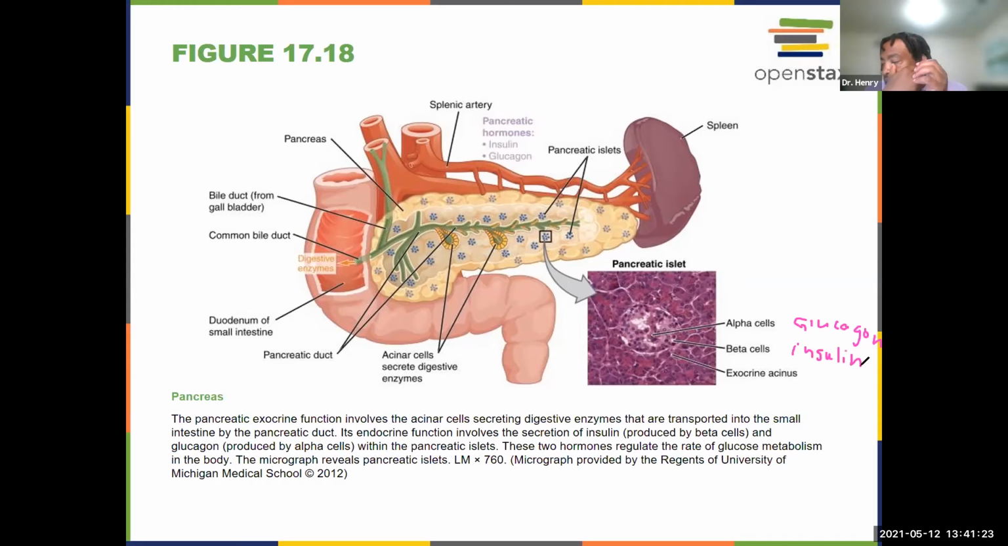Okay, so the way that this works is, in the case of glucagon, it's going to stimulate the liver to start taking the glycogen that it's been storing in the liver and convert it back to glucose. That process is called glycogenolysis. Okay, so where you're just breaking down glycogen.